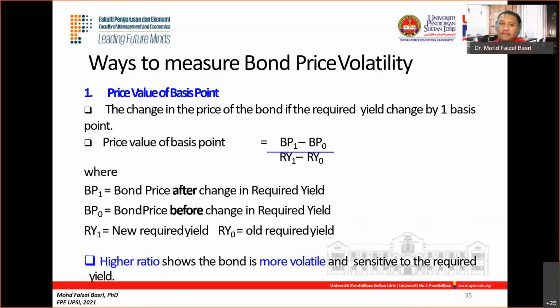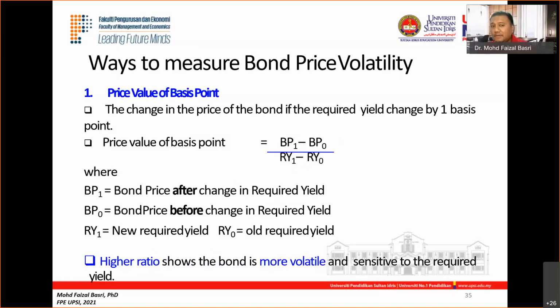Okay, the first one is price value of basis point. And based on this, the formula would be the bond price after the change of required yield minus the original price. Okay, and we divide with the denominator, the changes of the required yield. Okay, so the higher the ratio shows the bond is more volatile and obviously more sensitive towards the required yield.